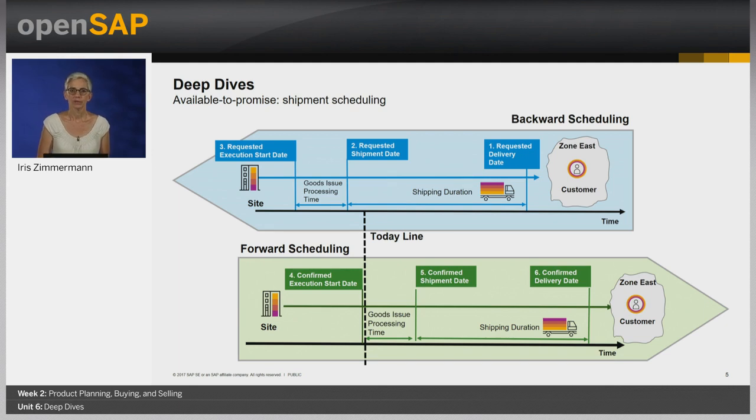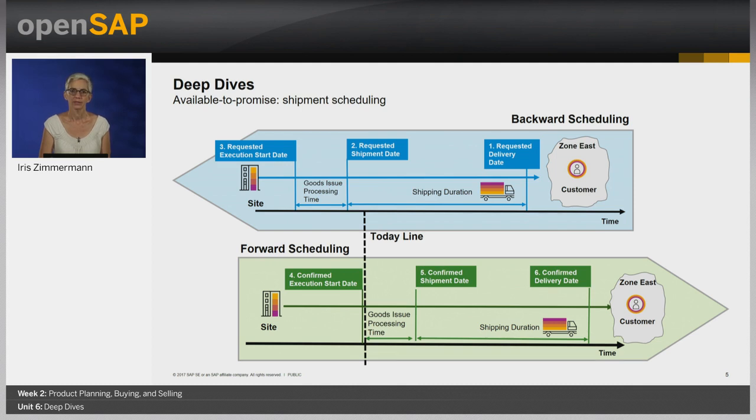The shipment scheduling starts with the backward scheduling. The customer order item comes with the product quantity and its requested delivery date information, as well as the ship-to address. The ship-from site and transport lane is determined first.